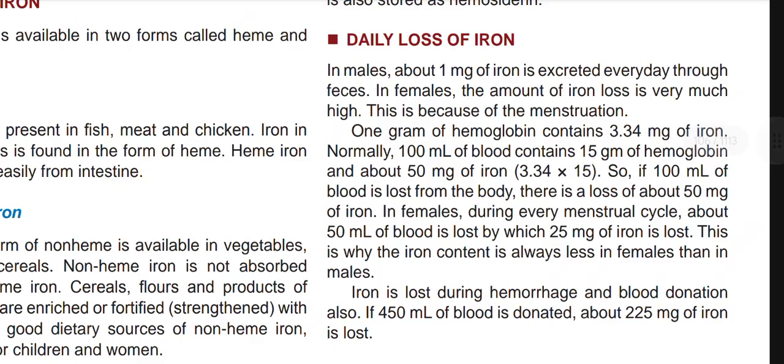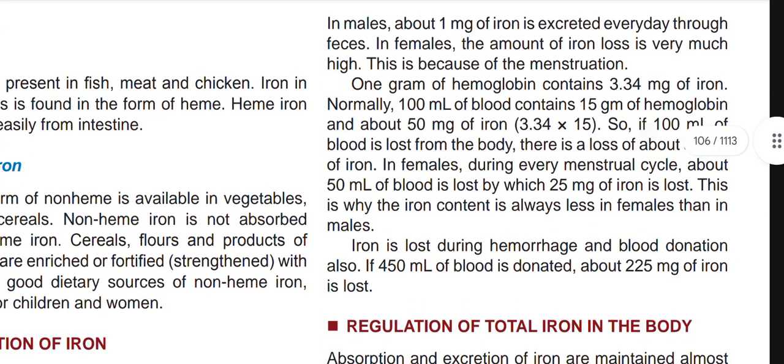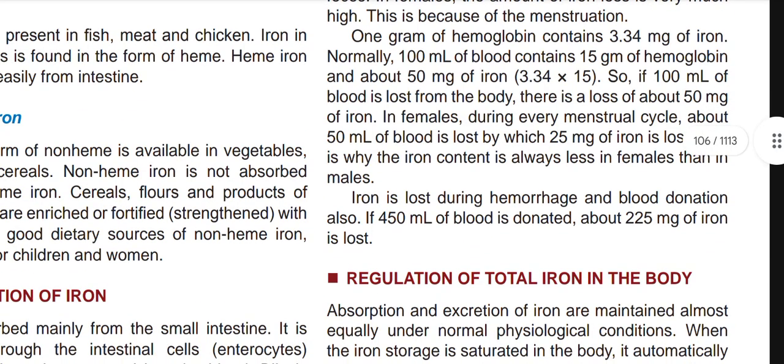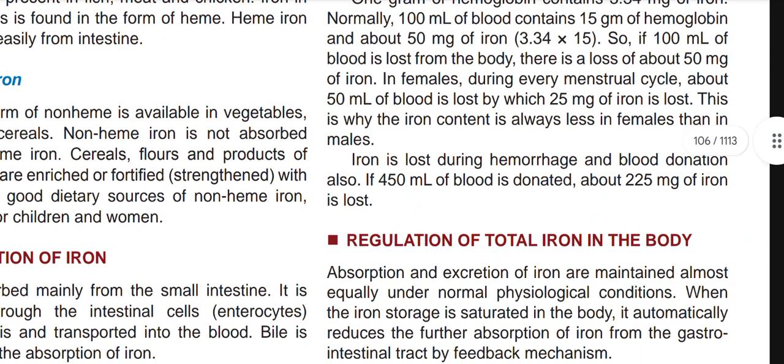Daily loss of iron. In males about 1 milligram of iron is excreted every day through feces, and in females the amount of iron loss is much higher. This is because of menstruation. 1 gram of hemoglobin contains 3.34 mg of iron. Normally 100 ml of blood contains 15 gram of hemoglobin and about 50 milligram of iron, so 3.34 into 15 is about 50 milligram. So if 100 ml of blood is lost from the body, there is a loss of about 50 milligram of iron. In females, during every menstrual cycle, about 50 ml of blood is lost, by which 20 milligram of iron is lost. This is why the iron content is always less in females than in males.